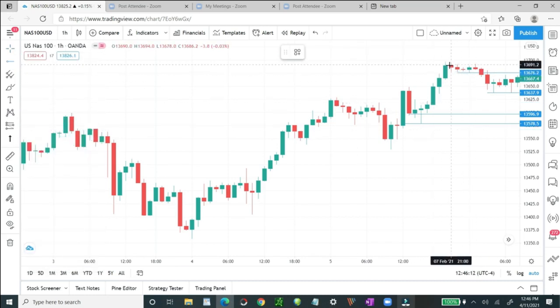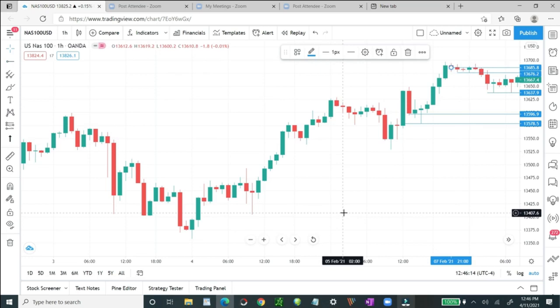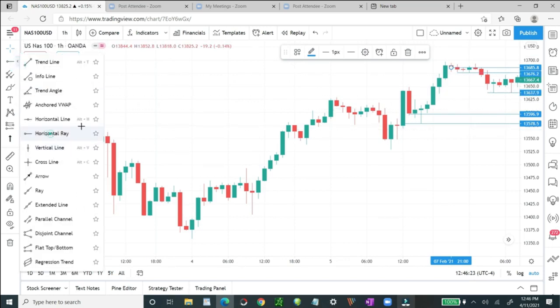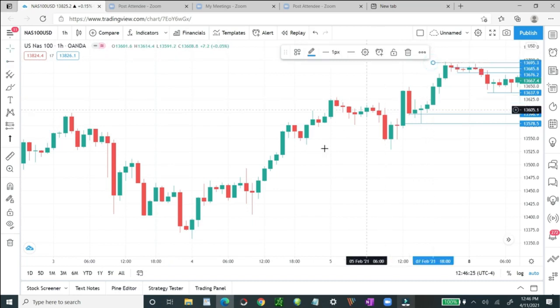So what I would do, I'll probably put a line right here, okay? And then I'll probably put another line right here, because I don't want to have too many lines on my chart, okay? And that's it. Now let me show you guys something real quick.